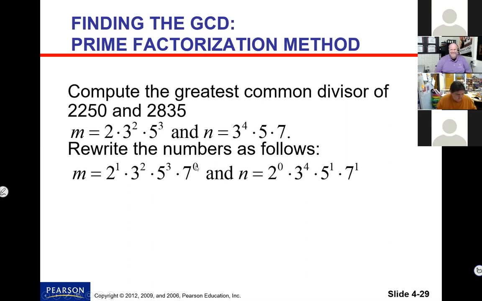Give me one sec. Now, when you want to find the greatest common divisor, if you've rewritten them in this form, what you look for is the smallest one of each. So for instance, I have a 2 to the 1 and I have a 2 to the 0. Which one's the smallest? 2 to the 0. So that's the one I'm going to use. I have a 3 to the 2 and a 3 to the 4. Which one's the smallest?